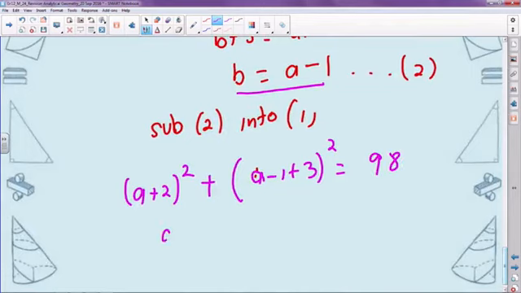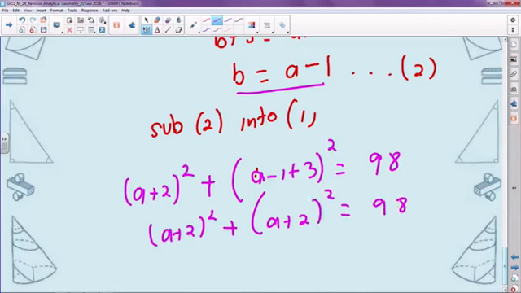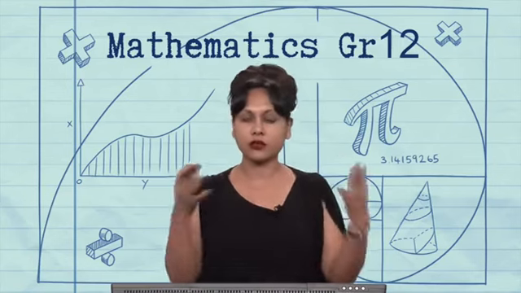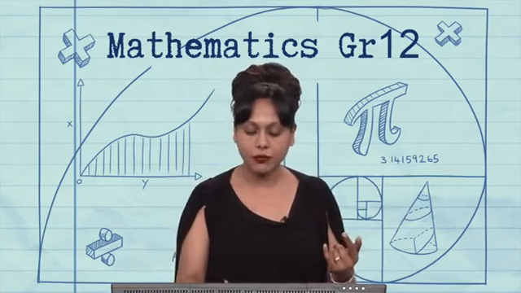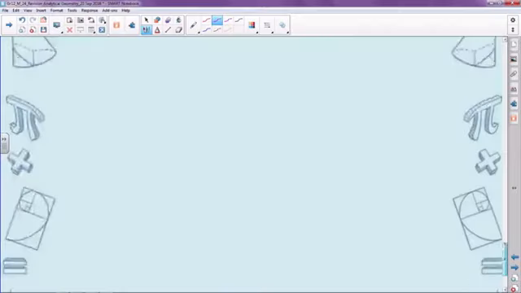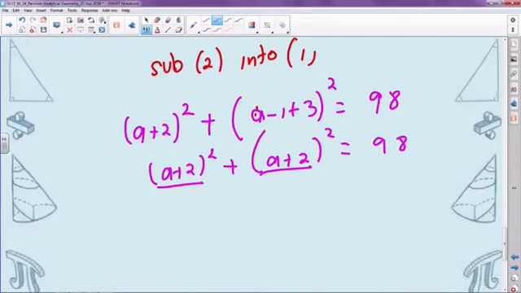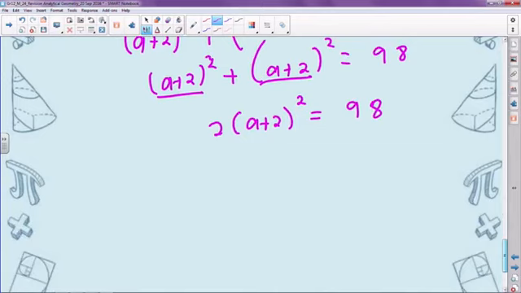So this looks good. I'm going to end up with a plus 2 squared plus a plus 2 squared is equal to 98. Now, guys, at this point, you can actually expand those brackets and then add your like terms and do a trinomial equation, solve for a. I'm not going to do that because I see that I've got both the same brackets. So I've got 1 times a plus 2 squared plus 1 times a plus 2 squared. So those are same terms. So this is going to become 2 of a plus 2 squared. So I'm going to do the solving for a here a little bit differently. So I end up with 2 times a plus 2 squared. Divide both sides by 2 and you get a plus 2 squared.